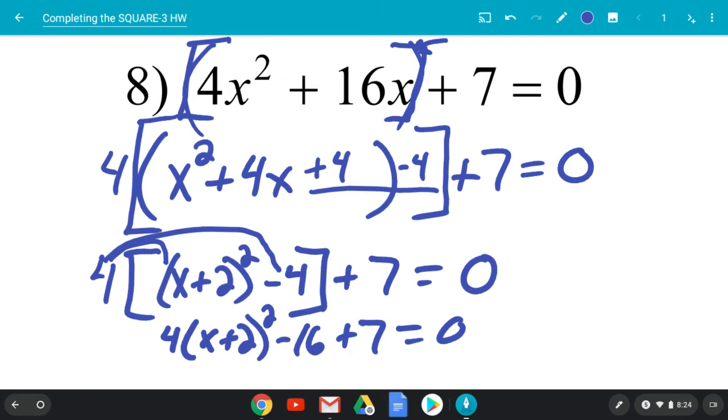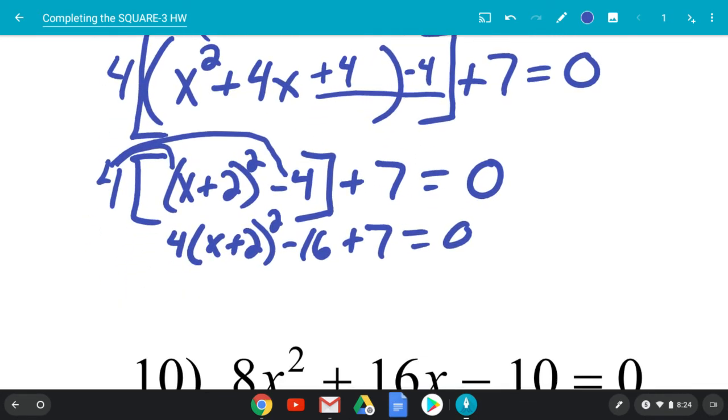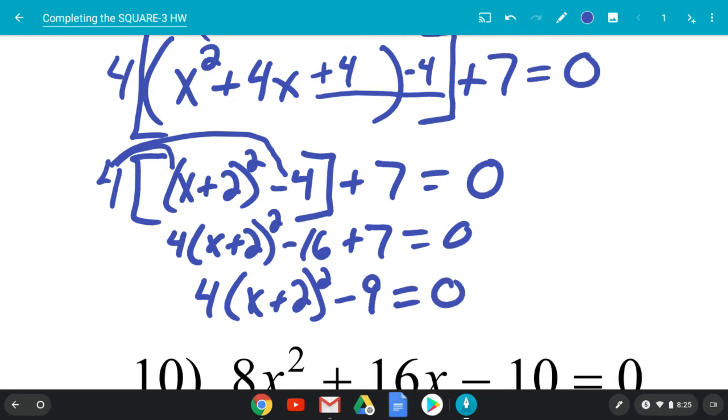Almost done. Combine those two like terms now, to have 4 times x plus 2 quantity squared minus 9 equals 0.